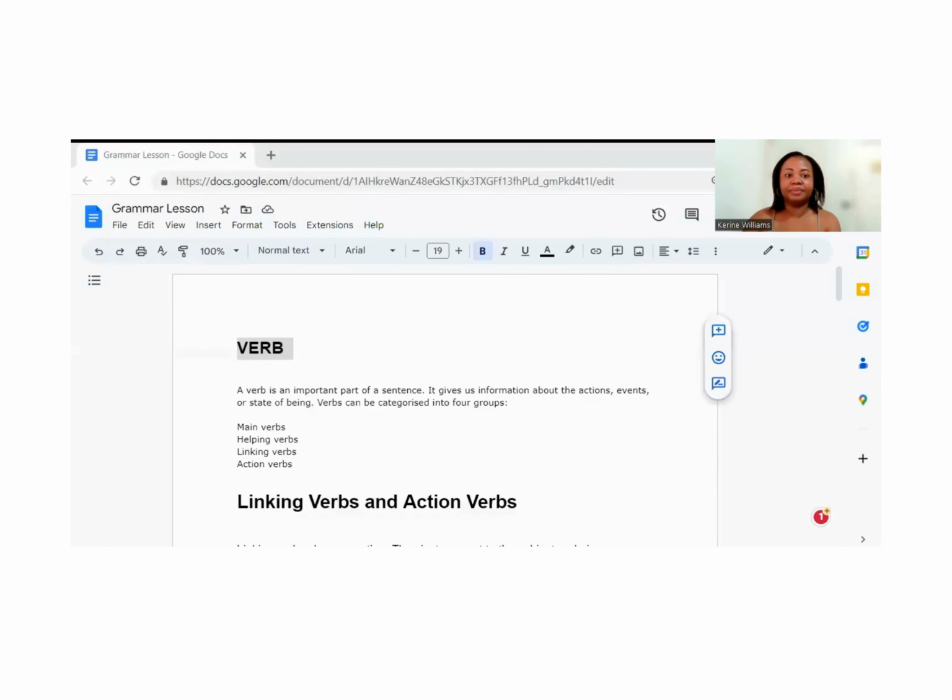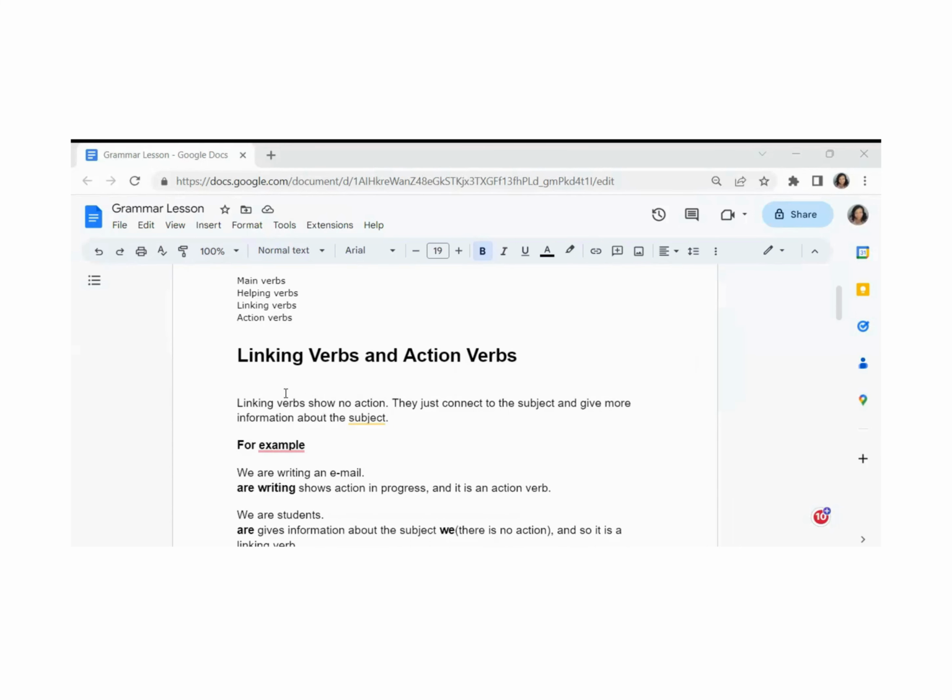Okay, now verbs. A verb is an important part of a sentence. It gives us information about the action, events, or state of being. Okay? Verbs can be categorized into four groups: main verbs, helping verbs, linking verbs, and action verbs.